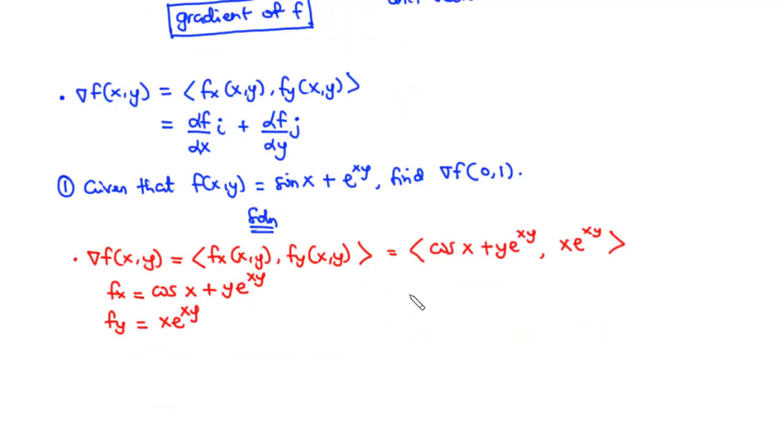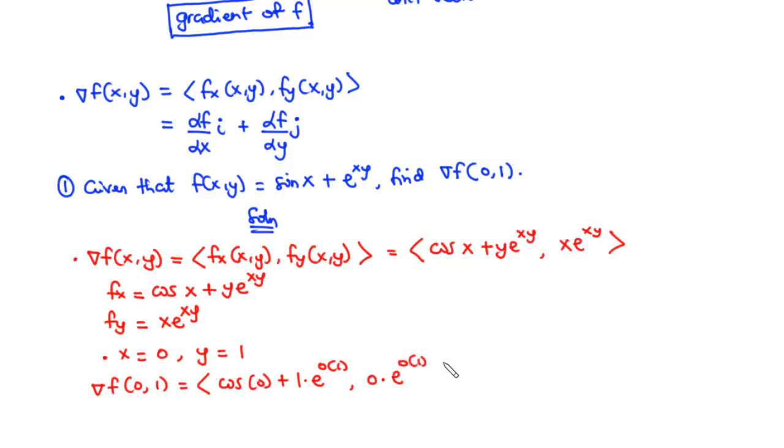So to do so, we are basically going to substitute 0 for x and then 1 for y. So we have x to be 0, y to be 1. Therefore, we have the gradient of the function at the point (0, 1) to be equal to, we have cos 0, that is for x, and then plus 1 times e to the power x is 0 times 1, comma, x is 0 times e to the power 0 times 1.